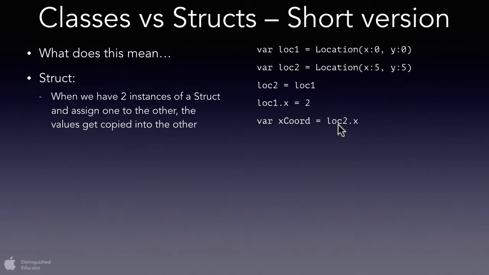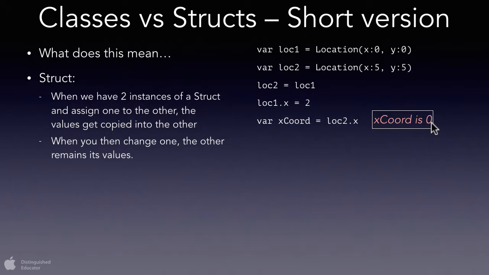What happens with location 2's x value? Well, because location 2 got the x value from location 1 up here, it is 0. If I change the x value for location 1 down here, that won't affect location 2 because all the data lies inside the variable. So x coord will still be 0. But with classes, it's quite a different thing.